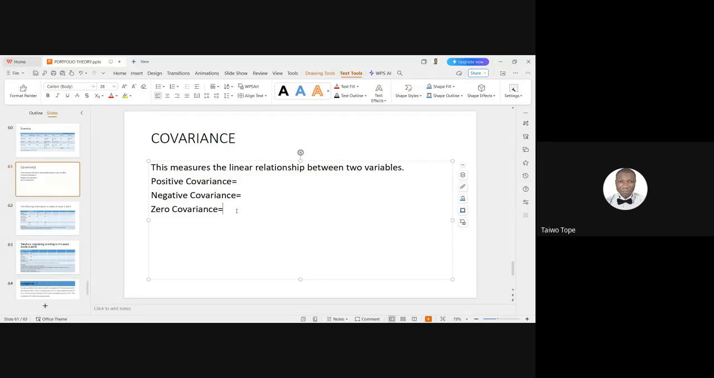Now, how do you compute covariance? We have a formula to compute covariance.